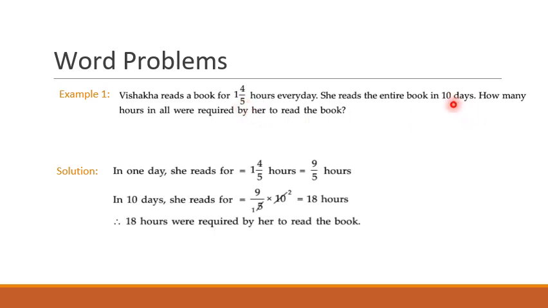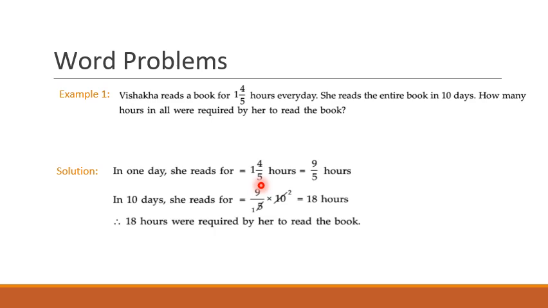So to find the total number of hours, we have to multiply. So let's see the solution. In one day, she reads for 4 1/5 hours. Now since it is a mixed fraction, we convert it into an improper fraction. For performing any operation, we have to first convert the mixed fractions into improper fractions.